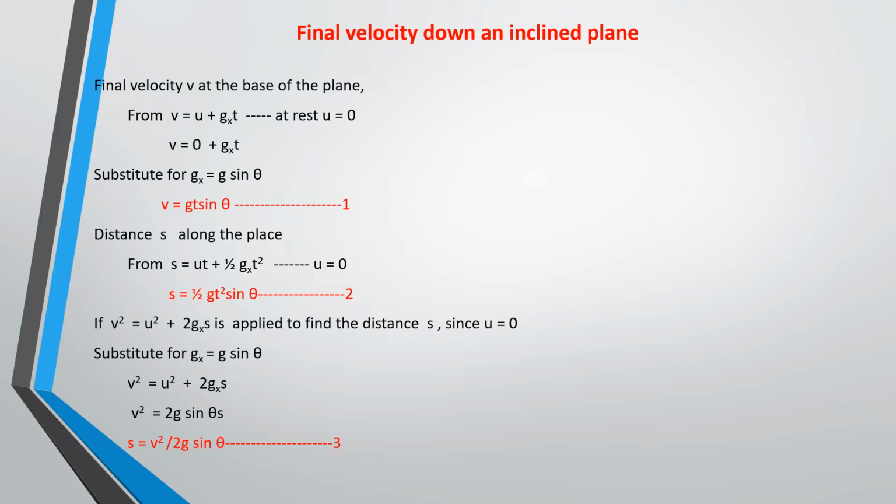which is the component along the plane, and we have said that gs equals this. The component along the plane is g sine theta. If you substitute that into this equation, you are going to have v equals g t sine theta. Please take note of these equations, right? This equation is what you have here.